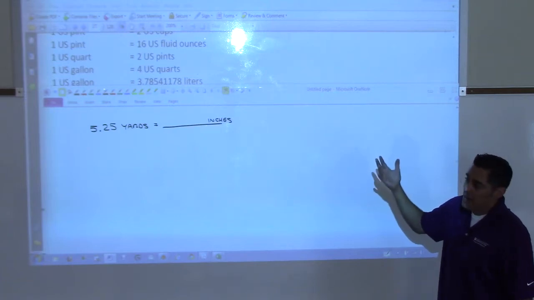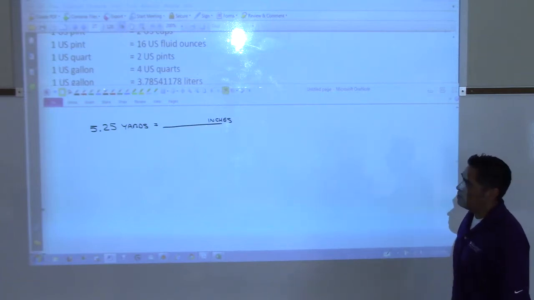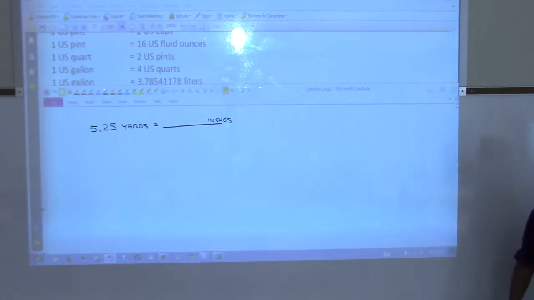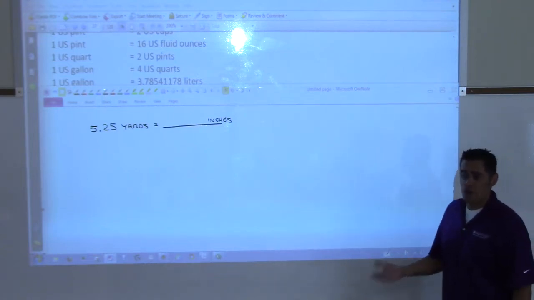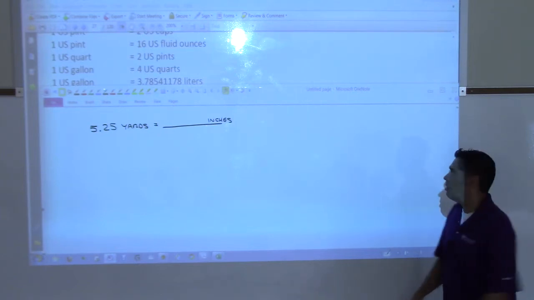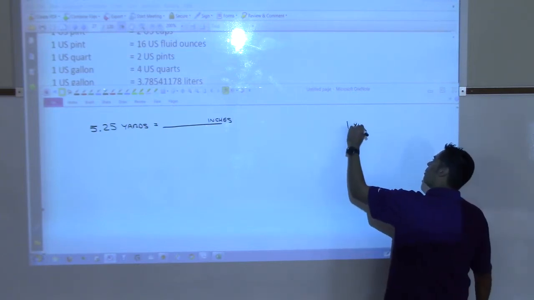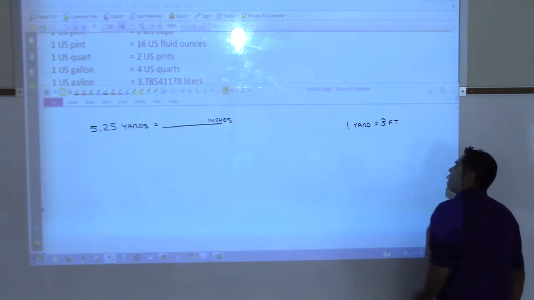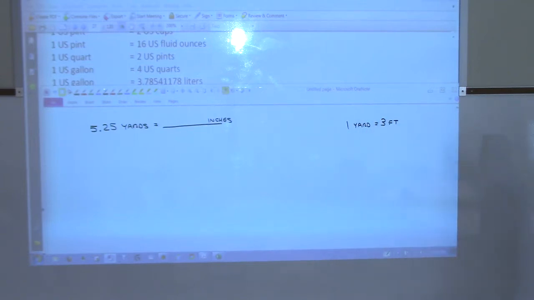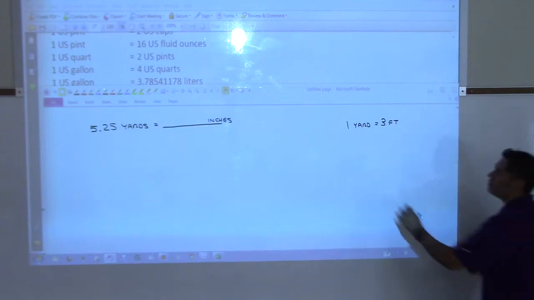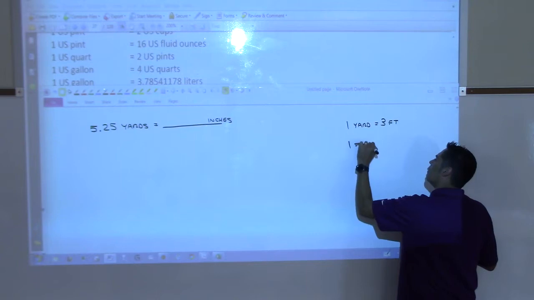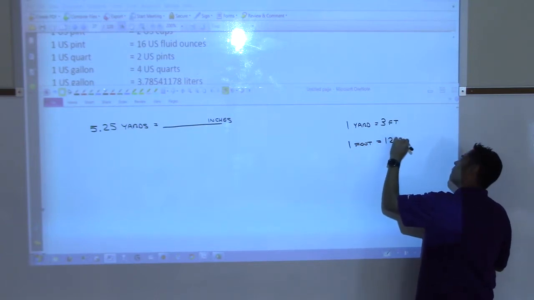So there's things that we actually need to know here. Do we know anything about yards? Anything? 3 feet. 3 feet is a yard. You'd have to kind of know that. So I'll put it this way. 1 yard is equal to 3 feet. Okay, do you know anything about the relationship between inches and feet? 12. 1 foot is 12 inches, right?